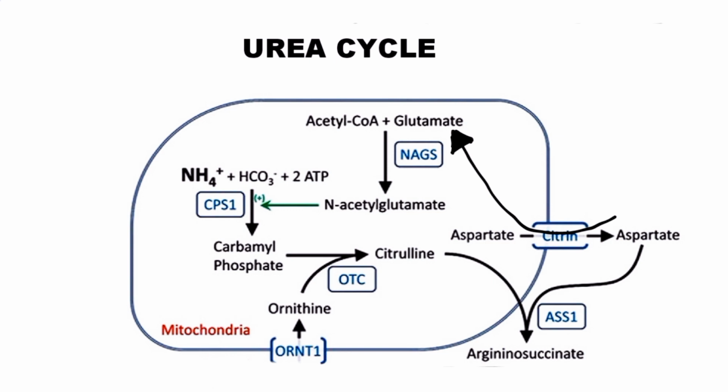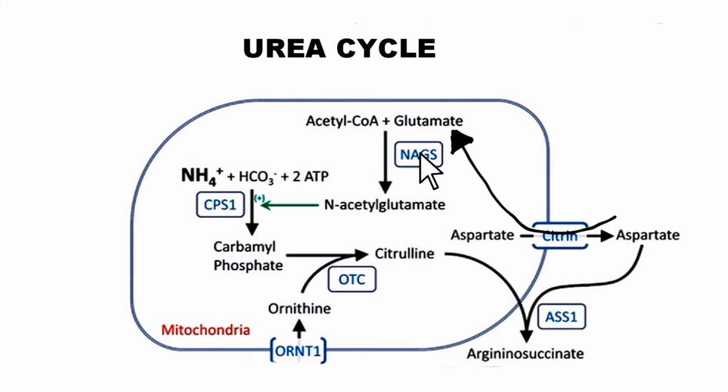Let us get started. First of all, we need to define what the urea cycle is. The urea cycle is simply the process that is taking place in the liver cells. In this process, we are converting this toxic substance that we call ammonium to a less toxic substance that we call urea. So you are going to see how urea is being produced from ammonium.